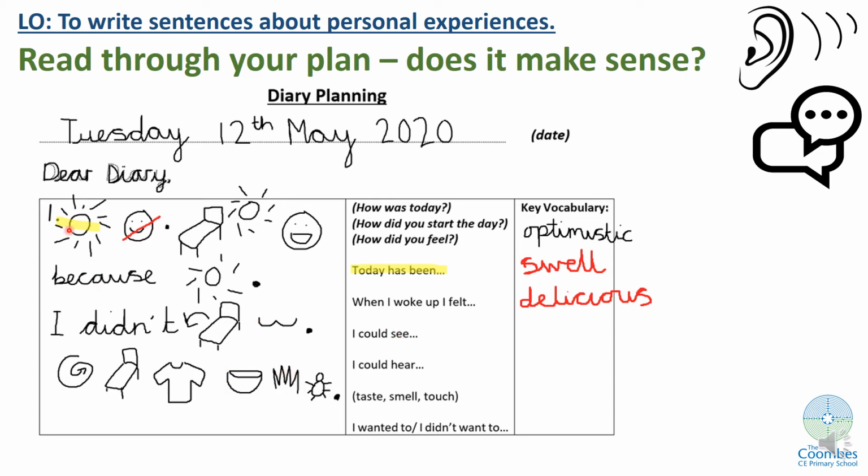So I have got Tuesday, the 12th of May, 2020. Dear Diary, today has been swell. I woke up this morning feeling optimistic because the sun was shining brightly. I didn't want to get out of bed, but I had to. So I rolled out of bed, got dressed, and ate my delicious breakfast of grass and insects. So I've read through my plan, it makes sense, and I could definitely write that into sentences. Now it's your turn to read through your plan and check that it makes sense.